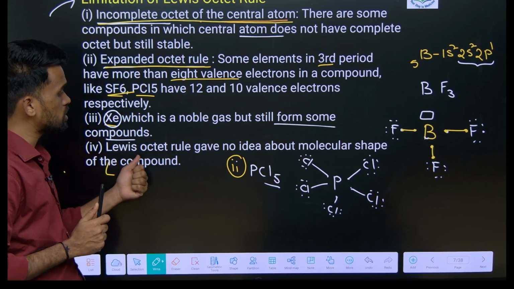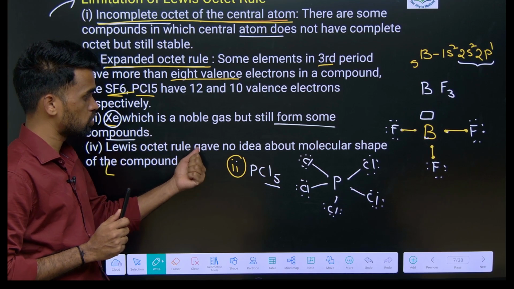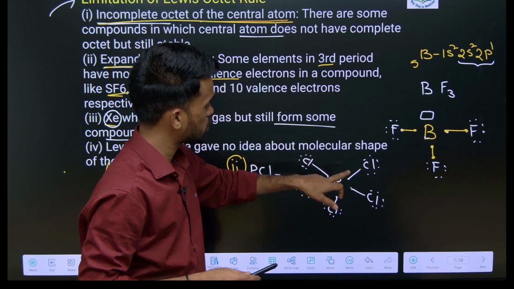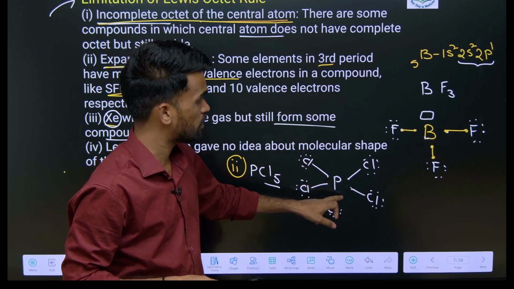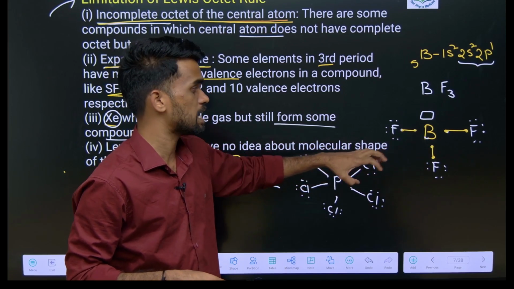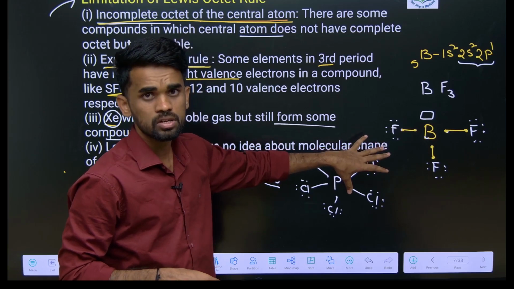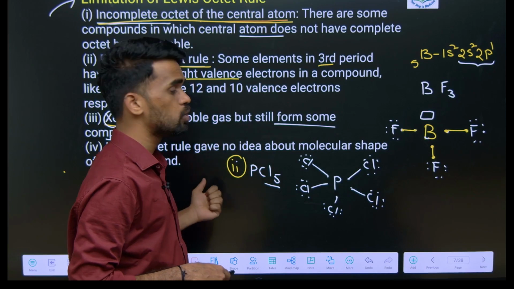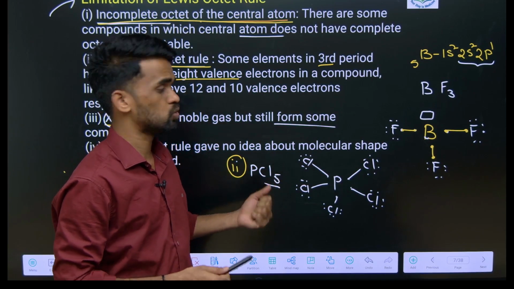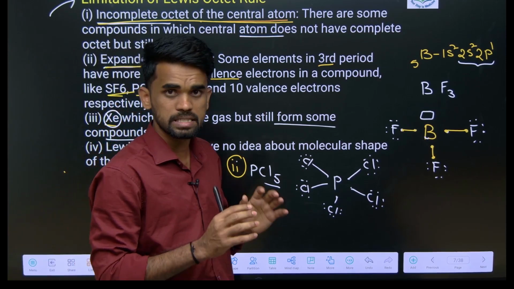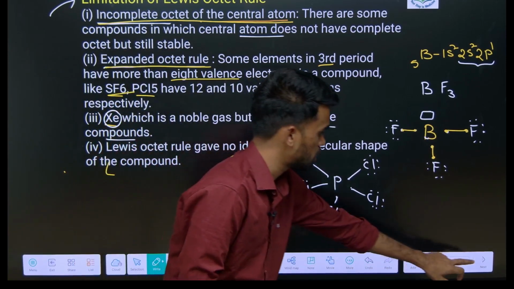Then next, the Lewis dot octet rule gives no idea about the structure. See, I have written the random structure for phosphorus, I mean PCl5, and also for BF3. These are not the accurate or exact structures of these compounds. So the exact structures were not explained by the Lewis dot octet rule. Okay, therefore these are the 4 limitations you can consider. I hope it is clear. If you have any doubts you can ask me in the comment section.